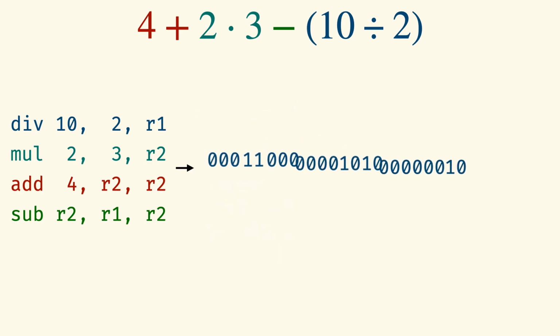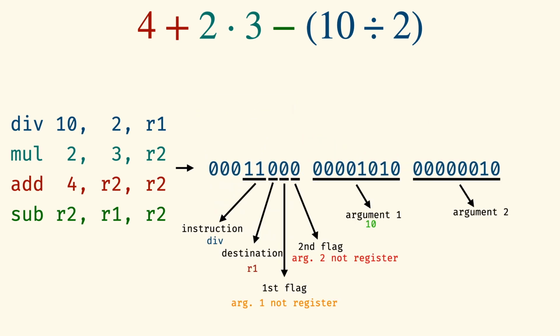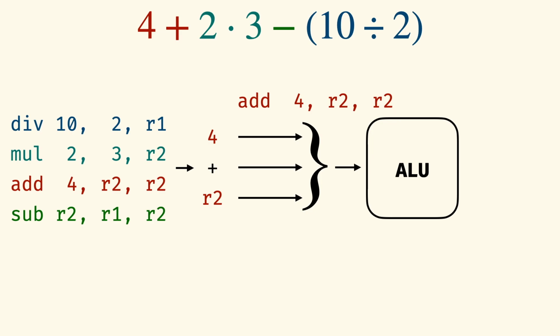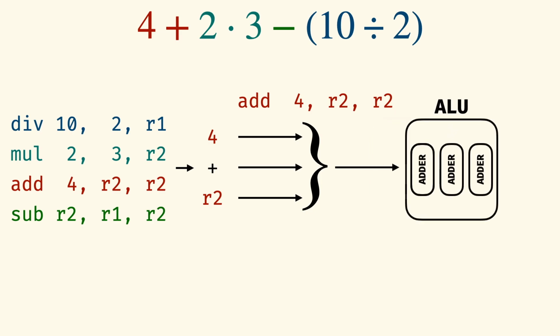The processor saw each instruction in sequence and decoded it according to the ISA. The processor executed the instructions, divide 10 by 2 and put the result in R1, multiply 2 by 3 and put the result in R2, add 4 to R2 and put the result in R2, wherein the processor took the instruction, got the arguments and tossed them into the ALU and told it to add.